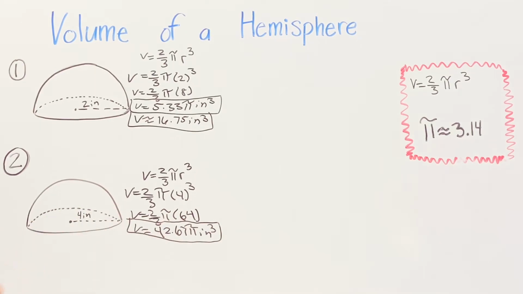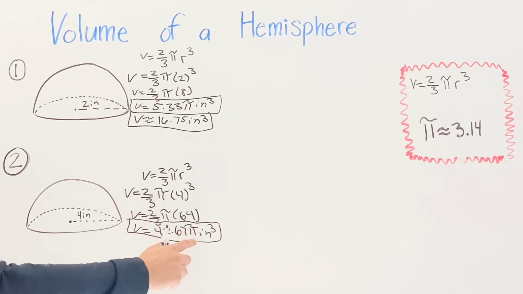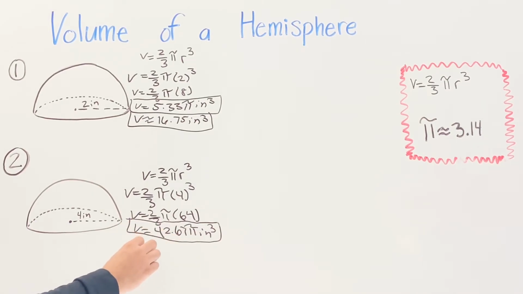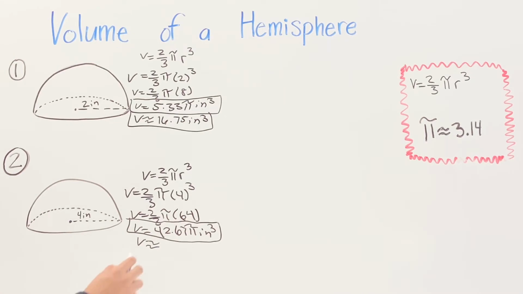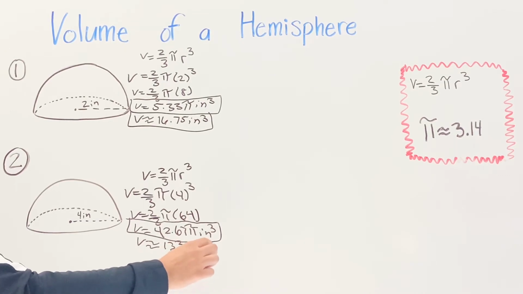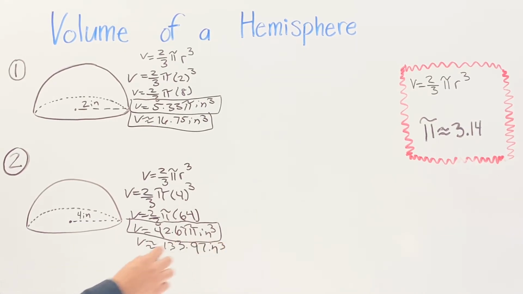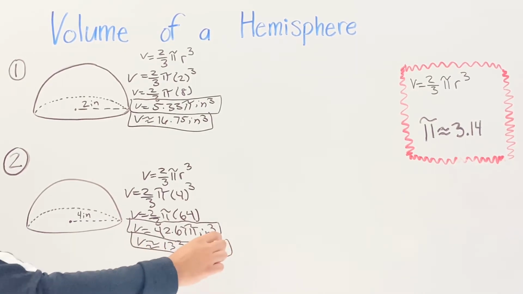Okay, if your teacher doesn't want to leave it as pi, you can take 42.67 pi and multiply that. So V is about, when we multiply 42.67 times 3.14, it's going to give us 133.97 inches to the third power, which is cubed.